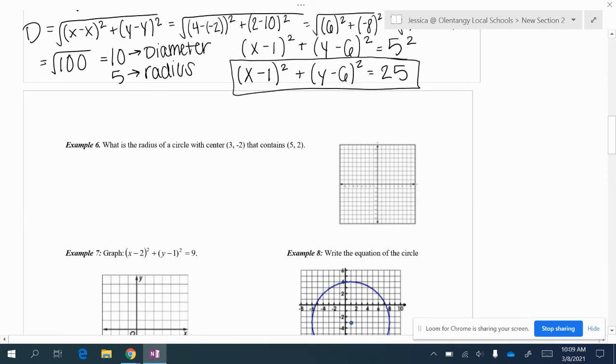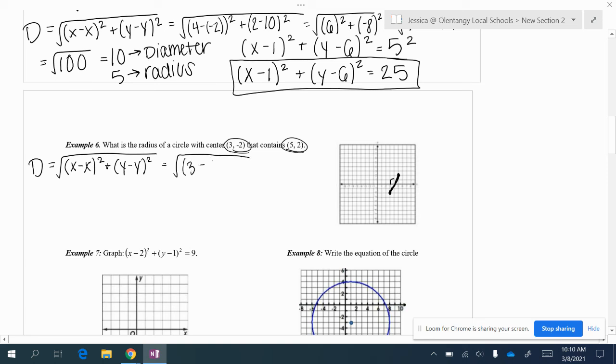Example 6: what is the radius of a circle with a center (3, -2) that contains (5, 2)? So if I have a center at (3, -2), here's my center, and it contains (5, 2). So 1, 2, 3, 4, 5, 1, 2. If it contains it, that is 1 point on our circle. So the length between them would be our radius. So again, use the distance formula. I'm just going to use these 2 points and find the distance between them.